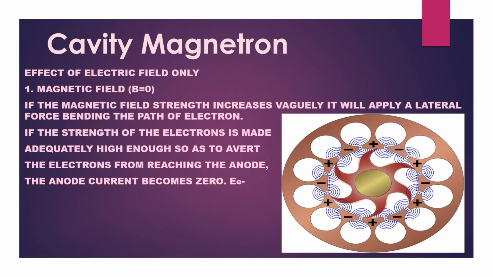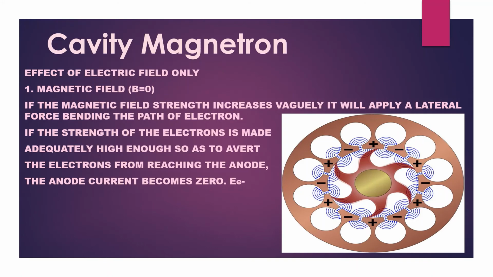So this is the first case of cavity magnetron. When we say the magnetic field is 0, that means there will be only electric field. You can see in the diagram that when the cathode element is heated, electrons will be emitted and they will move towards the anode and they will form the electric field.